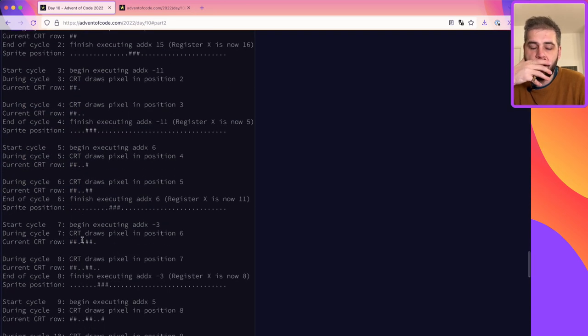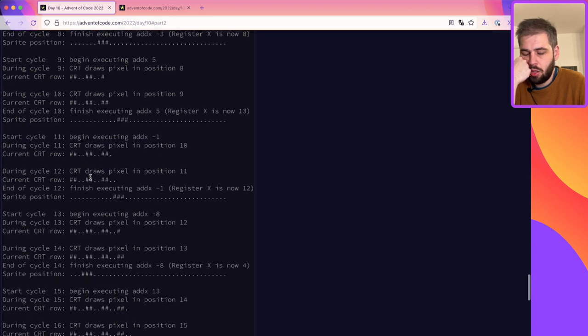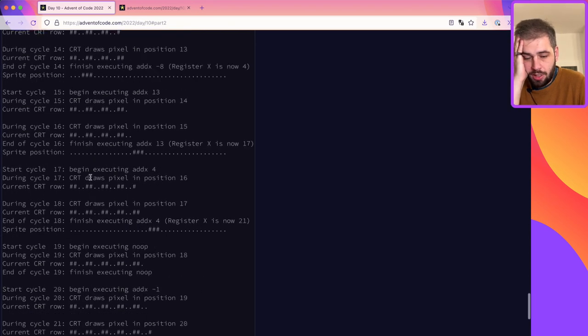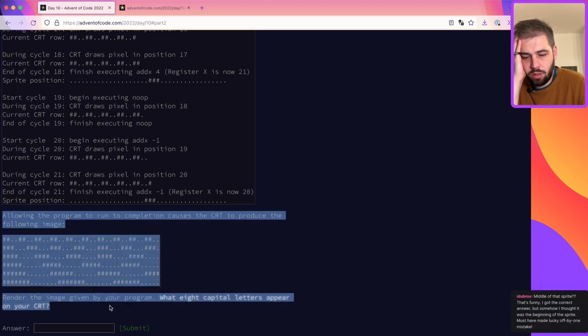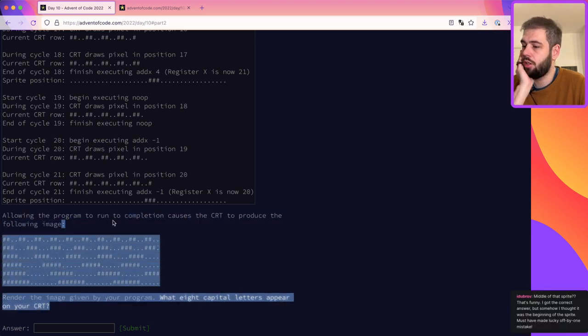Doesn't intersect. Okay. Wow. That's a complicated scheme. Oh my god. Allowing the program to run to completion causes it to produce the following image. Render the image given by your program. What eight capital letters appear on your screen?